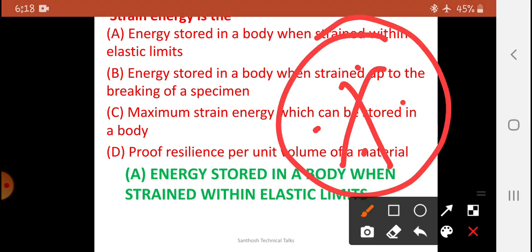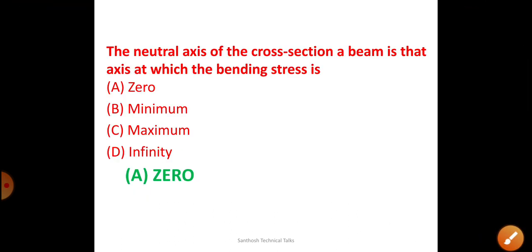Okay, and a very superb question. The neutral axis of the cross section of the beam is that axis at which the bending stress is... yes, it is 0.